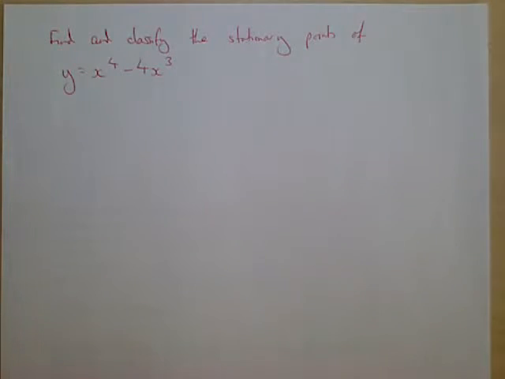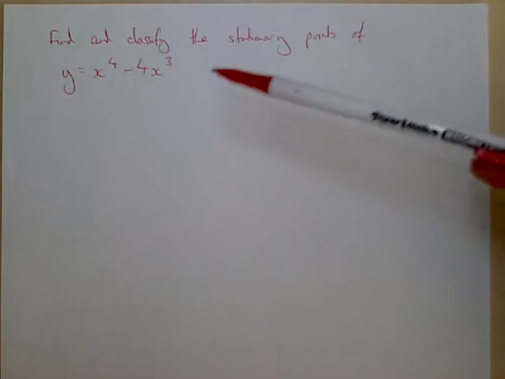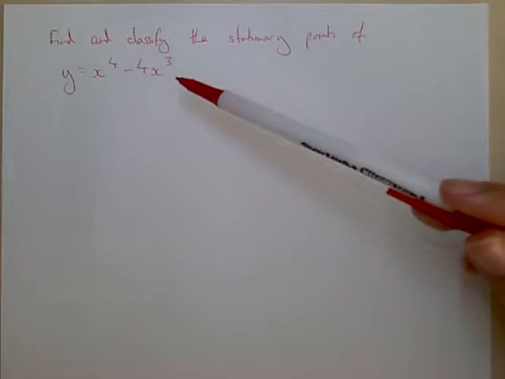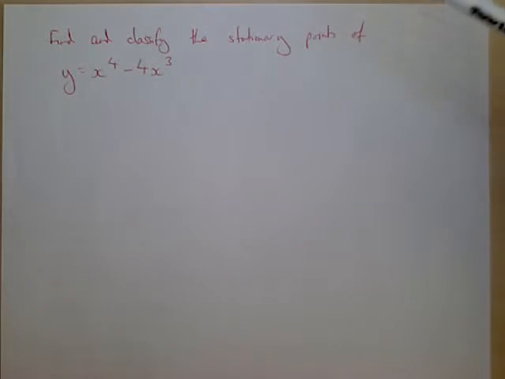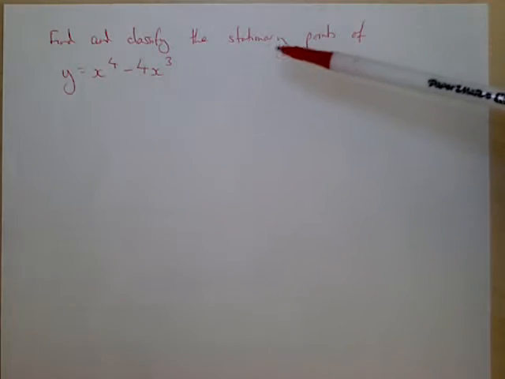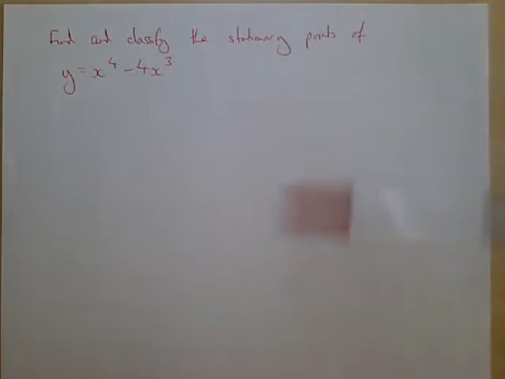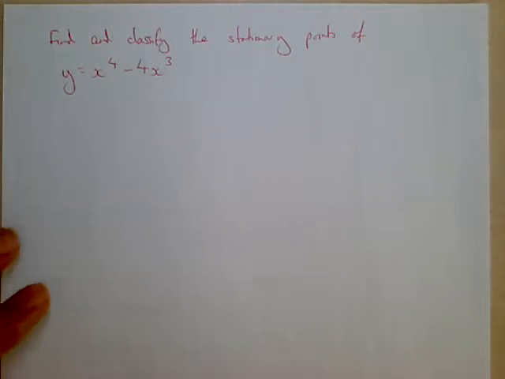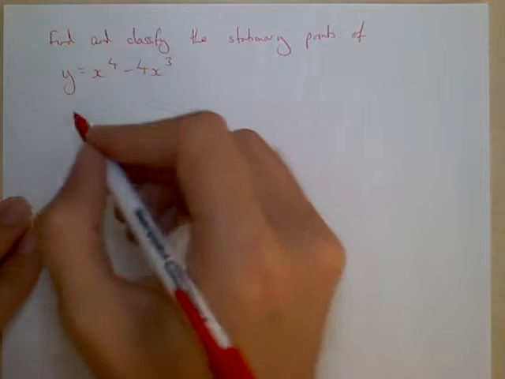So this example is going to look at how we can find the coordinates of stationary points on a curve and how we can classify them as being maximum points, minimum points, or horizontal points of inflection. And through this example we'll see two different ways that that can be done. So the first thing to do when you're trying to find a stationary point is to differentiate.